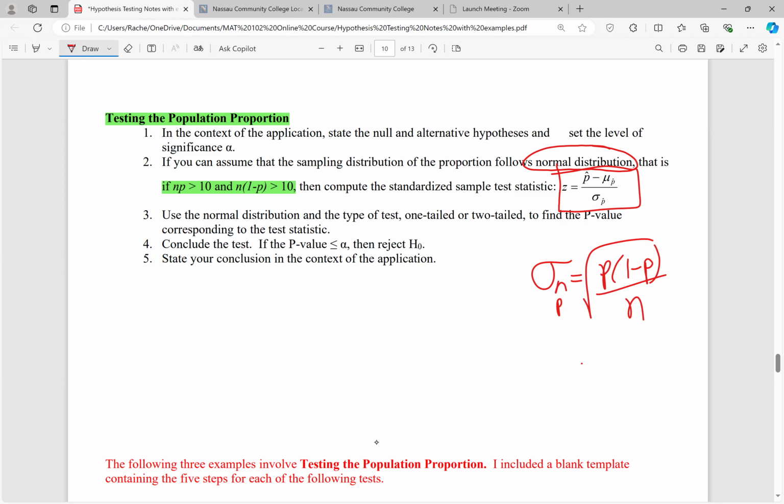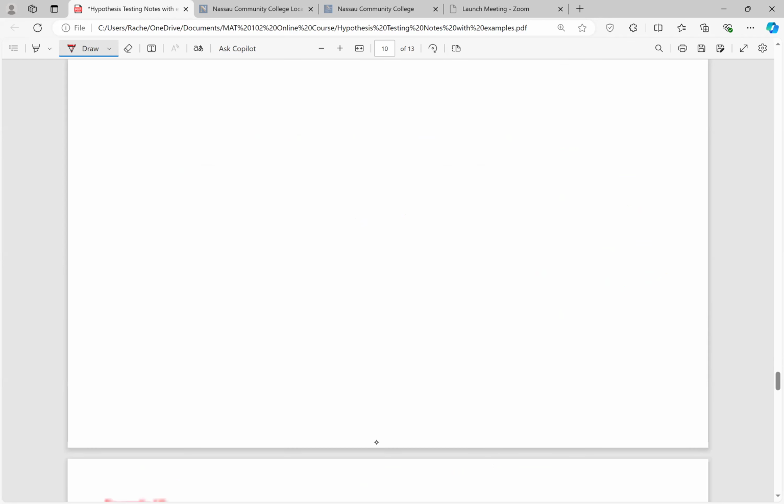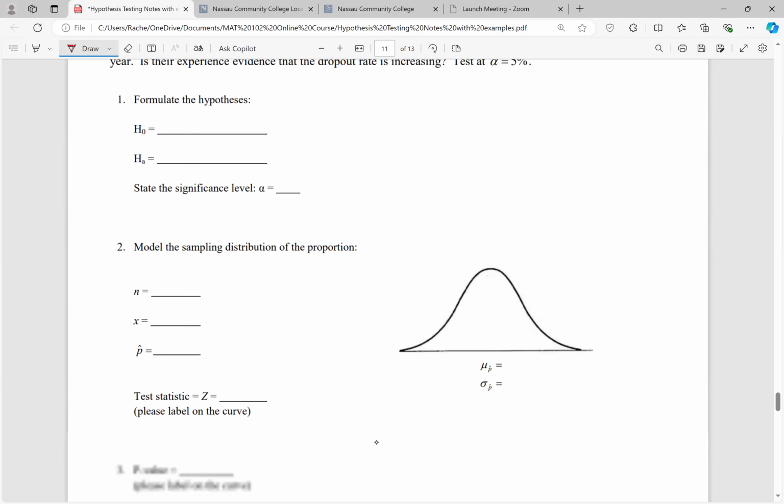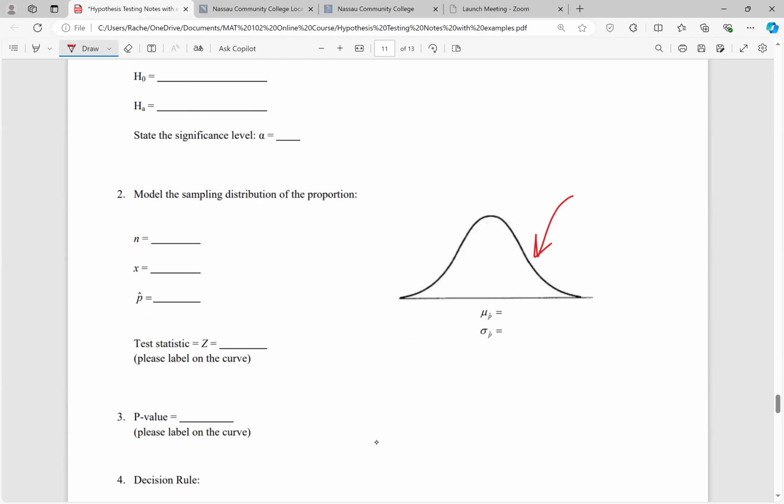And just like we did in the other test, step 3 is find the p-value. 4 is the decision rule. Remember, if the p-value is less than alpha, we reject the null. And then step 5 is to state our conclusion in the context of the application. So same 5 steps. It's just now we're going to be working with the normal distribution, not the t distribution. And we're testing proportions. But I still have a template set up for you guys for proportions. And this is a normal distribution here.